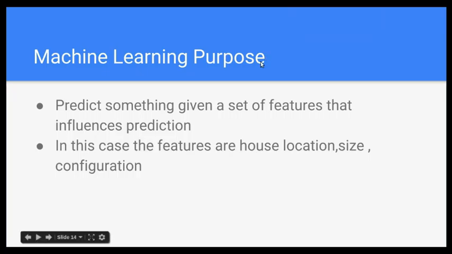What is the purpose behind machine learning? Predict something given a set of features that influence the prediction. In our problem statement, the features are house location, house size, and house configuration. If the house is located in a very posh area, definitely the price is much higher when compared to the same size of house at a normal place. Definitely the configuration matters, whether it is fully furnished, or just an apartment, or an independent house. Even the size, depending on the size, the price also varies accordingly.